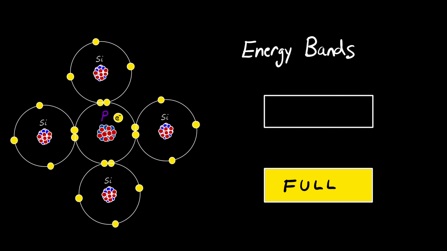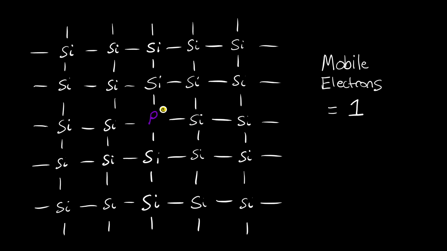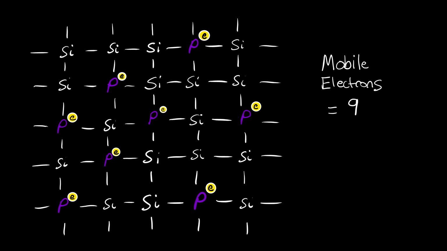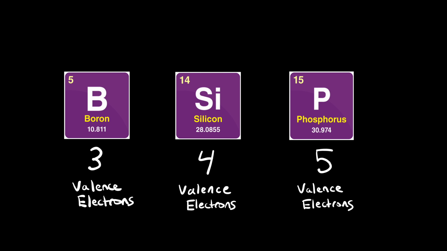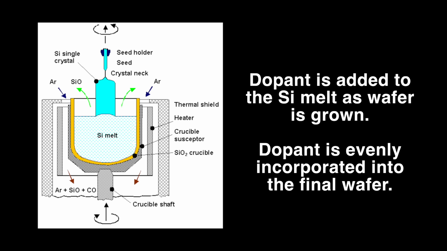Okay, so until this point, we've described the effects of doping, but we haven't really explained how the dopant atoms replace the silicon atoms, or where the dopant atoms even come from in the first place. There are three main methods that are used to add dopants to wafers. The first is to simply add small amounts of the dopant to the molten silicon as you grow the wafer. Almost all wafers are made this way.